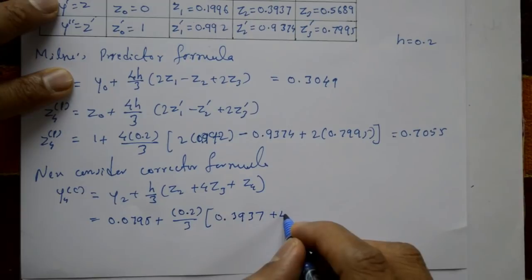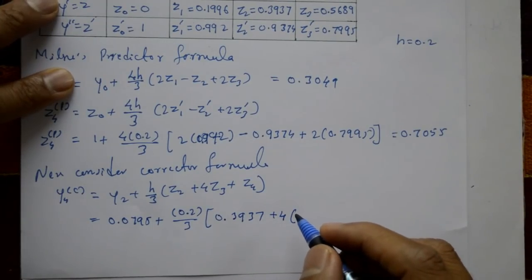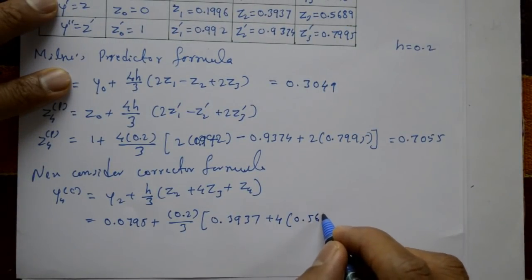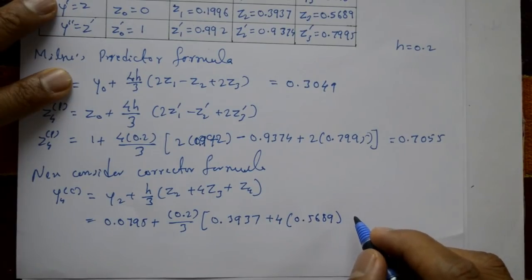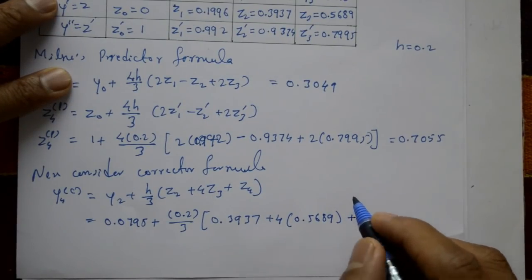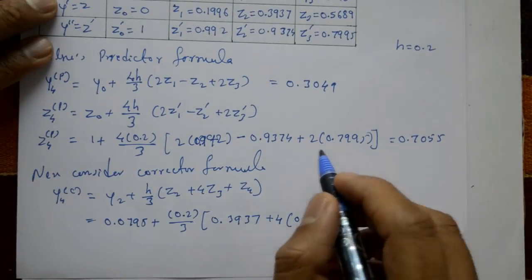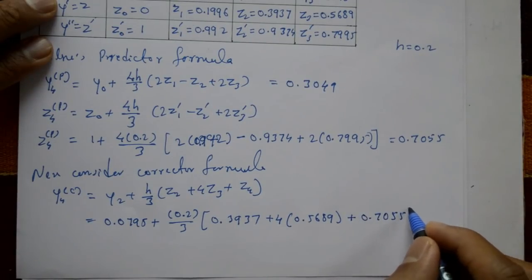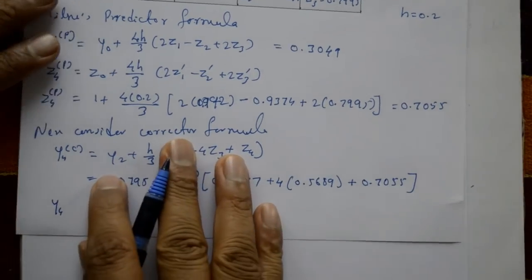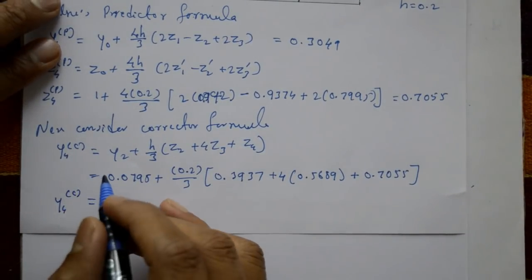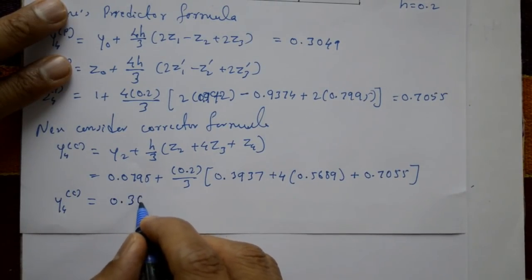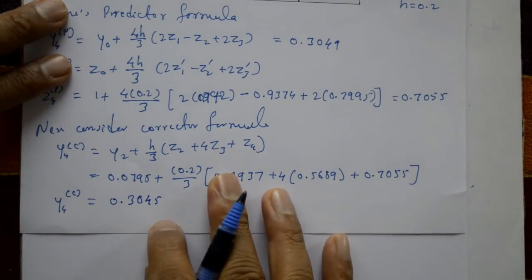Z2 is 0.3937 plus 4 into the z3 value, which is 0.5689, plus the z4 value. The z4 value here is the one obtained from the predictor formula, 0.7055. With the first corrector formula, y4 is 0.3045. Next we require z4 dash.